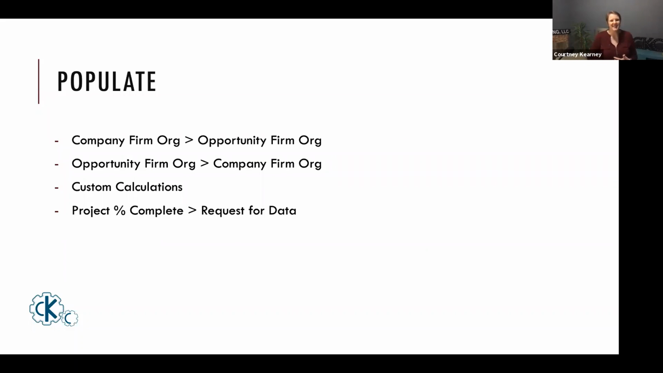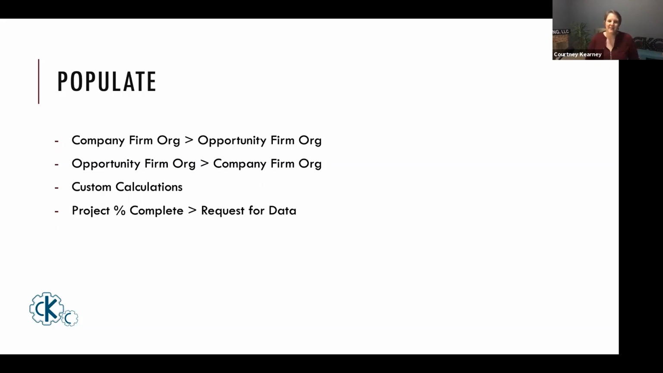Looking at populate, you can populate data within Cosential based on other things. So again, this is cause and effect. If I have a company record that has a firm org selection of education, should my opportunities always be education? Or vice versa, if I'm chasing an education pursuit, should that client record now have education as their market?